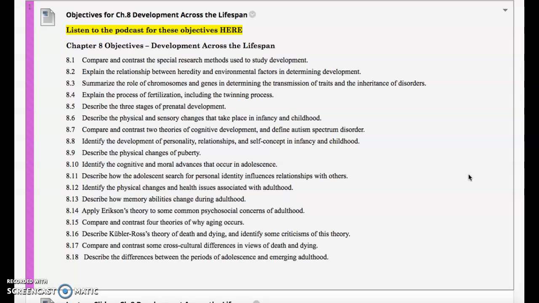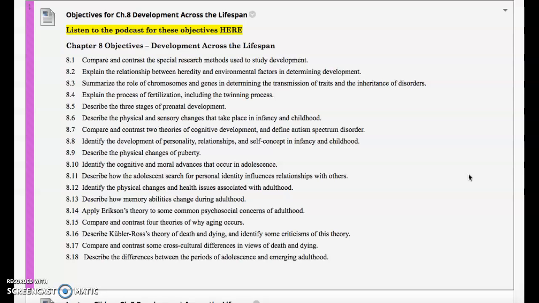When does a baby sit up, lift its head up, roll over, start to crawl, start to walk, and so on? And what kinds of sensory changes take place? So how does vision and hearing and taste and touch and all of our senses, how do those change over time as an infant moves into childhood?